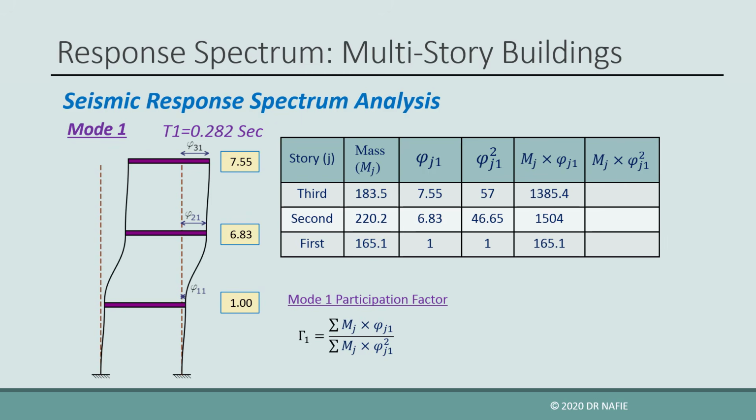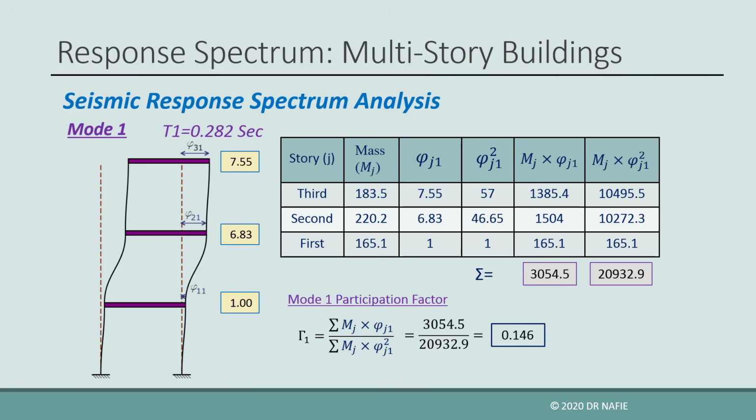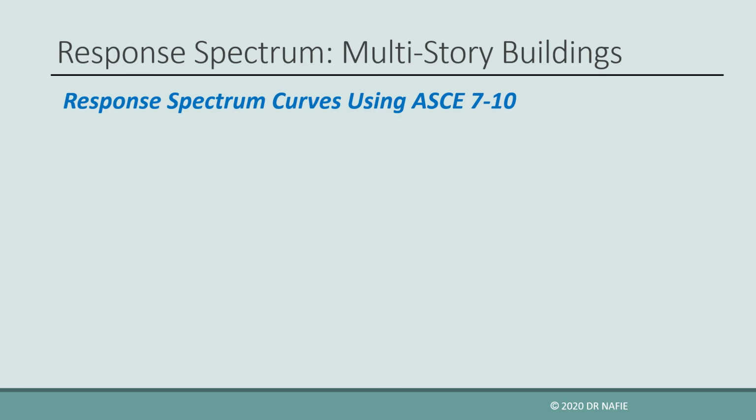Next, we multiply the mass of each story with the square of the mode shape ordinate at that story. We find the summation of both products, and then we calculate the participation factor tau1 by dividing the first summation by the second summation. The next step is to obtain the spectral acceleration for mode 1. However, in order to complete this step, we need to construct the response spectrum curve.